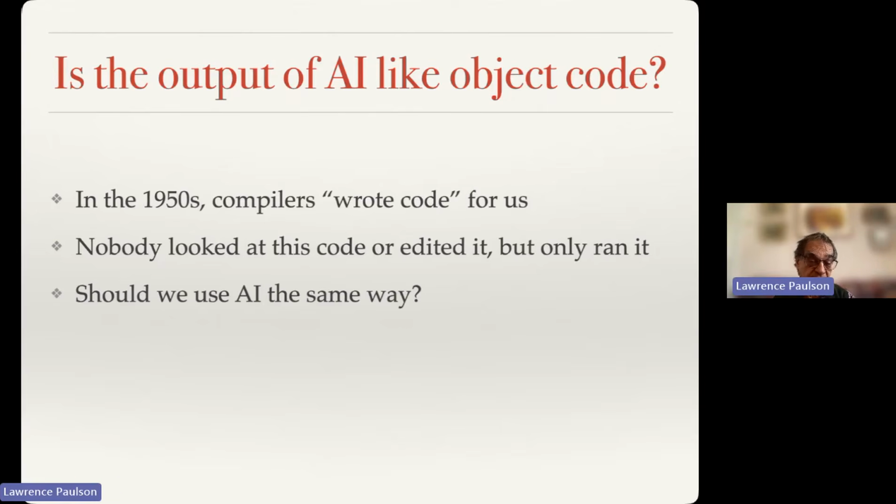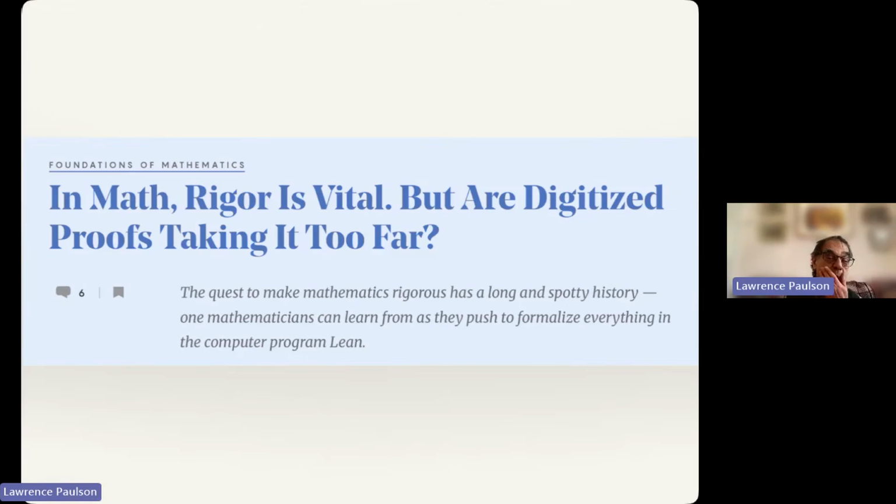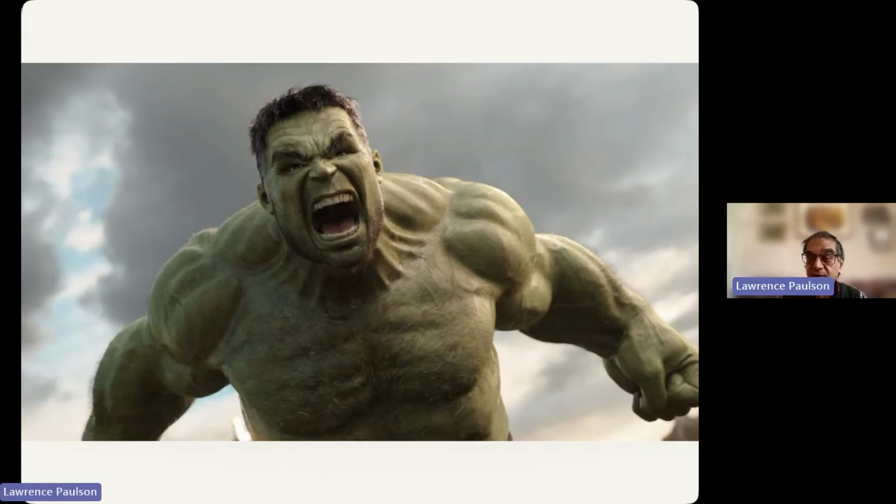So, are we going to do AI in the same way? Are we just going to trust them? Don't we want a bit more? So, here are some responses. You see, people are a little worried. There's this classic. This was only a couple of weeks ago. Patrick Massot said this: "I think thoroughly bomb this area to turn it into a giant radioactive wasteland feels really topical at the moment." Right. You know, Hulk mad.